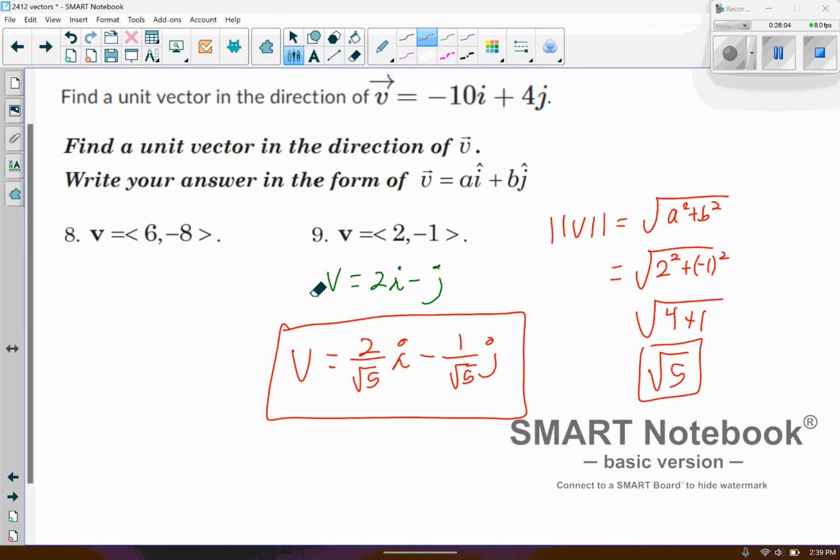What that means is that the length of this vector is 1 unit. The way we did that was because we found the magnitude of the whole vector and divided by it, and that turns it into a vector that's 1 unit long.